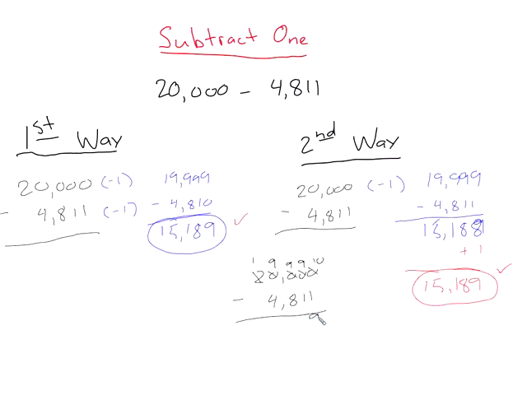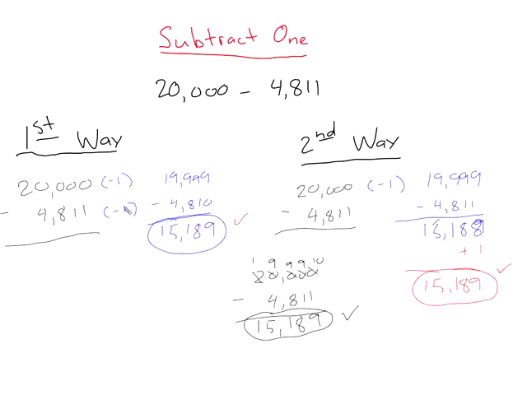10 subtract 1 is 9. 9 subtract 1 is 8. 9 subtract 8 is 1. 9 subtract 4 is 5, and 1 subtract 0 is 1. 15,189. It's all been double checked.